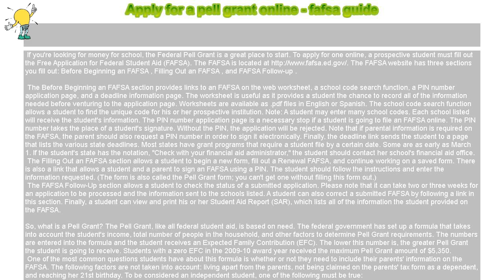The Filling Out a FAFSA section allows a student to begin a new form, fill out a renewal FAFSA, and continue working on a saved form. There is also a link that allows a student and a parent to sign a FAFSA using a PIN. The student should follow the instructions and enter the information requested. The form is also called the Pell Grant form. You can't get one without filling this form out.